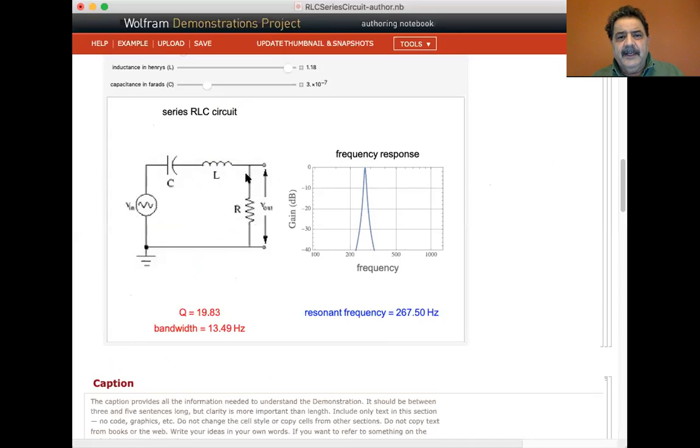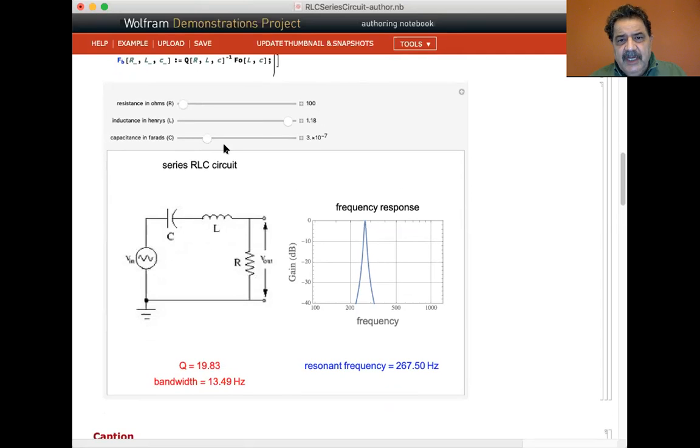Mathematica here, and you can see that as I change the inductor, that changes the resonant frequency. Let's put it somewhere in the middle. If I change the capacitor, that also changes the frequency. So that's our 1 over 2 pi times the square root of LC. That'll determine the resonant frequency. But now let's see what happens when I vary the resistor.